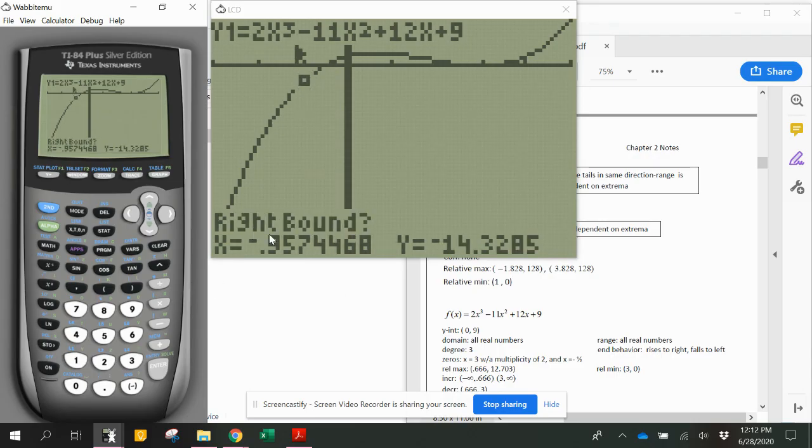Then it says right bound. How far right should we look? So you scroll to the right, just past what you're looking for. Make sure you're past it. It doesn't matter where, just past it, but don't go past the next one. And press enter.